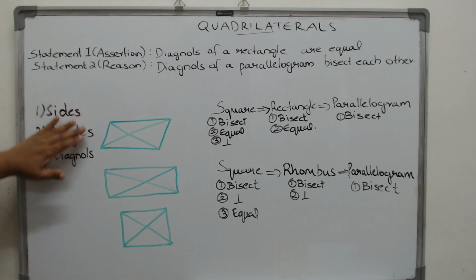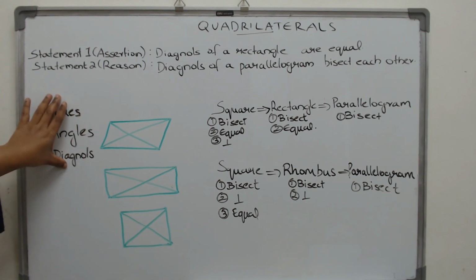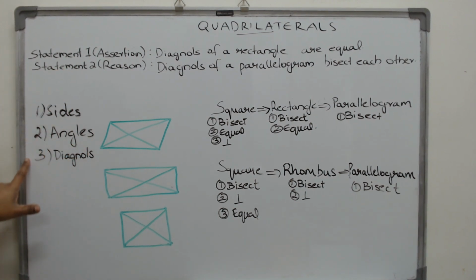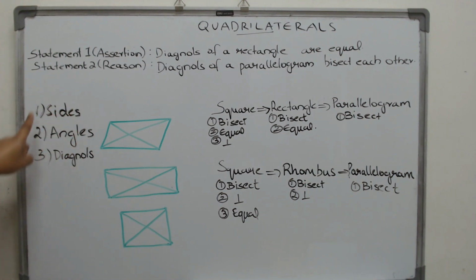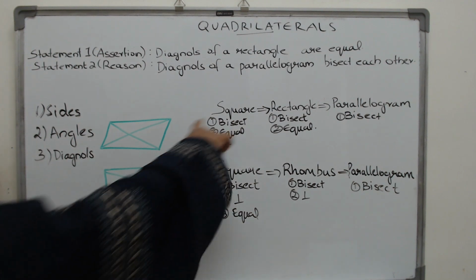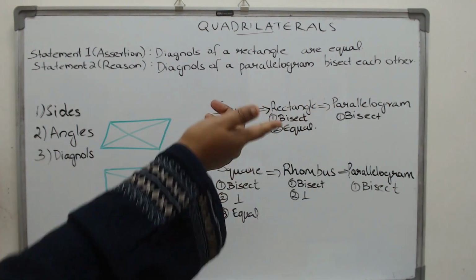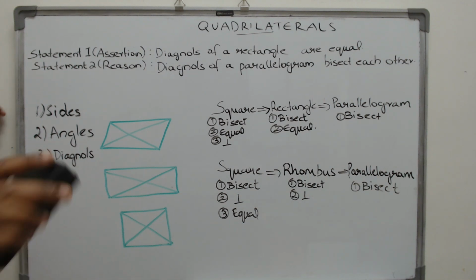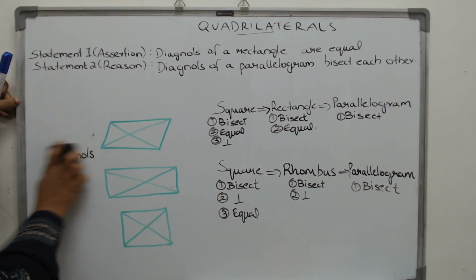Now, based on the properties of three things related to any quadrilateral, what three things? Its sides, angles and its diagonals. Based on their properties, we classify them into different types. Here itself you have four types, a square, a rectangle, a parallelogram, a rhombus, and you have studied two more, a trapezium and kite. Right? So, based on the properties of these three things, we classify them into different groups. Here our question is about diagonals, so we will stick to diagonals.